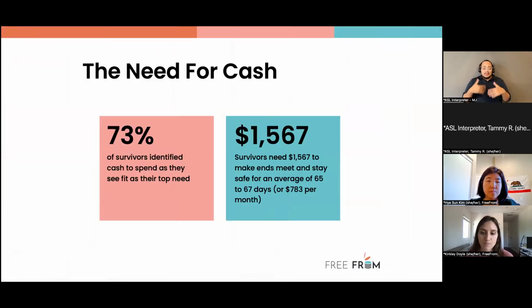Next slide, please. Okay, so now that we've laid the context for what we found among the survivors in our sample, I'm going to pivot a little bit to talking about what we can do, what survivors need, and look to the future a little bit, which is what Hasan will elaborate on. But what we learned from folks is that cash is really the number one thing they need, and that survivors need on average just $1,500 to stay safe. Next slide.